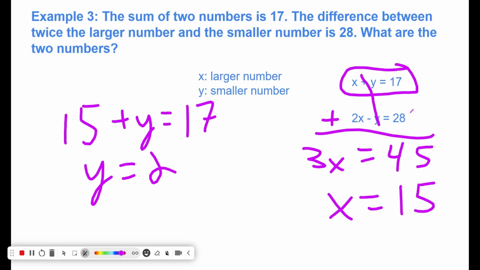And if I plug that into here, 2 times 15 is 30, minus 2 does equal 28. All right, I think I have figured out this example 3.